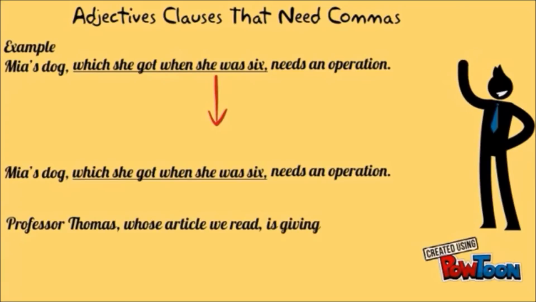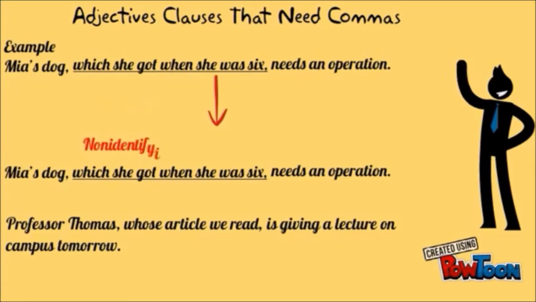If we don't need this adjective clause in order for the sentence to make sense, then we call it a non-essential adjective clause. The adjective clause does not identify what we are talking about. We don't ask which Mia. We already know what or who we are talking about.